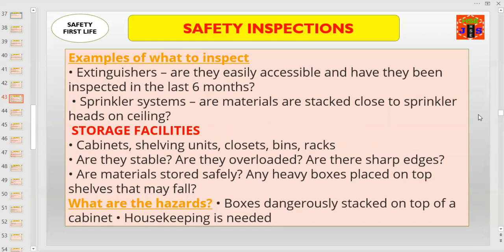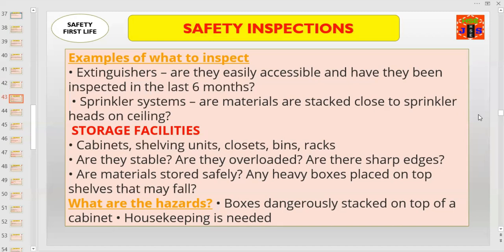Once you are inspecting the firefighting equipment, you cannot forget the sprinkler systems. You have to look, is the material stacked close to sprinkler heads on ceiling? In the building or a structure, you cannot ignore the storage facilities.